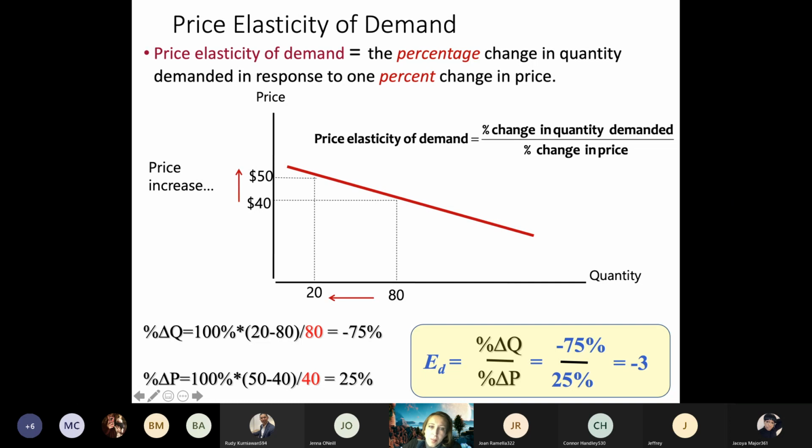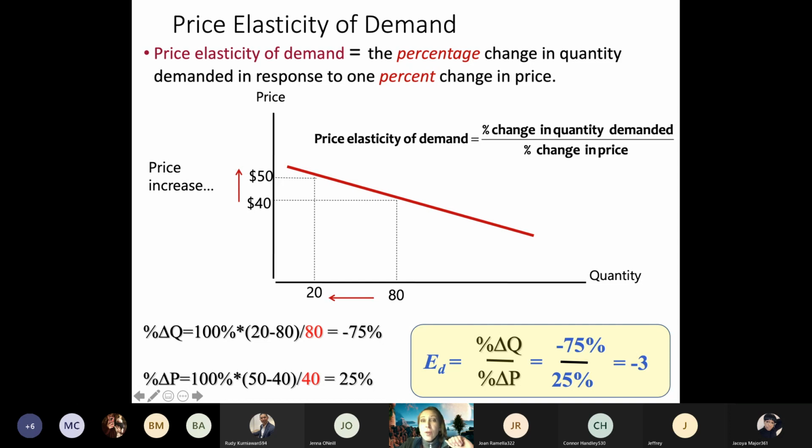So in our old example with hats, the price increased from 40 to 50. And then in response to that, the quantity decreased from 80 to 20. We can find percent change in quantity, which is 20 minus 80 divided by 80. We're used to finding percent change by dividing it by the starting point, which is 80 in this case. The starting point in price is 40.